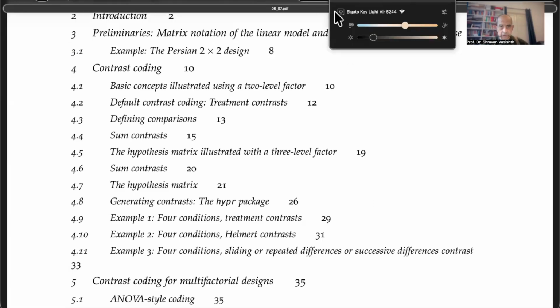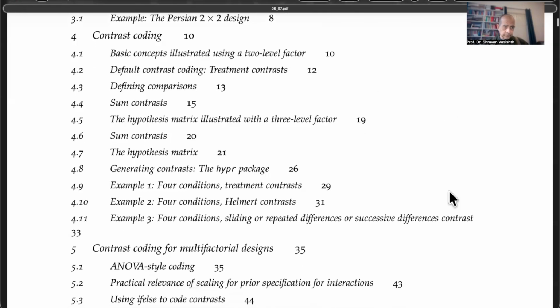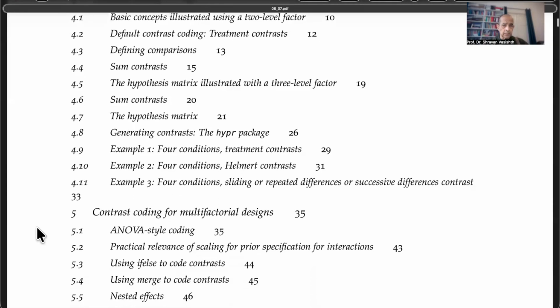So let me just switch on my light. Right, so I'll introduce the hypr package, and then we'll talk about situations where you've got 4 levels of a factor, and there you can do treatment contrast, of course. There's also Helmert contrast, which we haven't seen yet, and I will also talk about sliding contrast, which is also called repeated differences or successive differences.